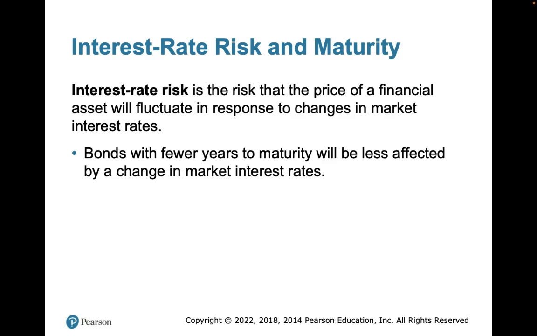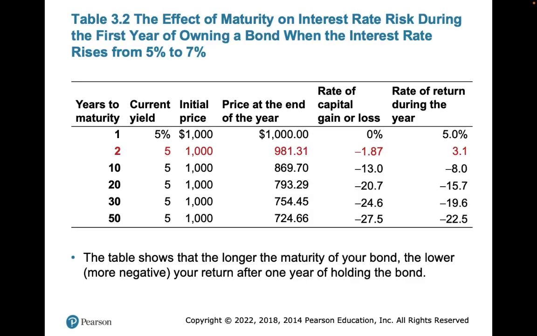Bonds with fewer years to maturity will be less affected by changes in market interest rates, and we have an example here. The effect of maturity on interest rates during the first year of owning a bond when the interest rate rises from 5% to 7%. This was the initial price, the price at the end of the year, the rate of capital gain or loss, and the rate of return during the year.